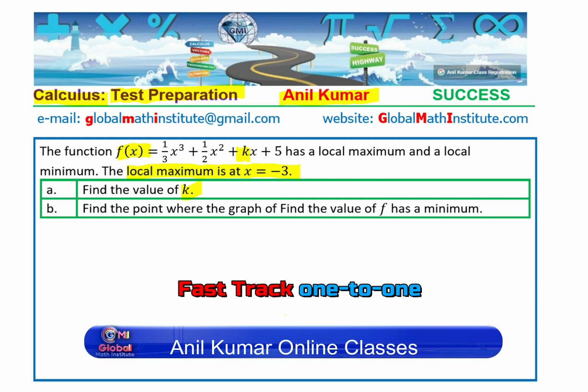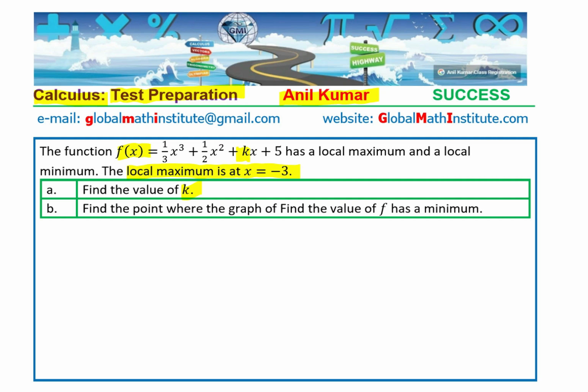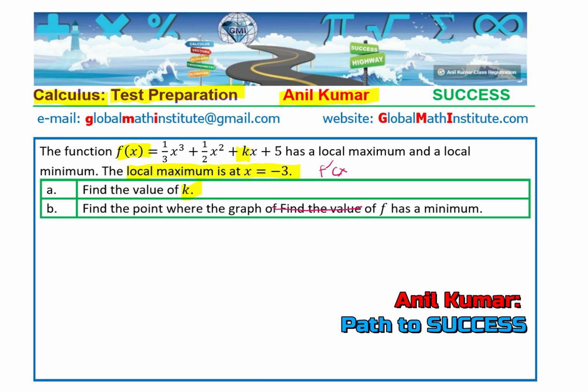Right, so let's change this. So find the point where the graph of f has a minimum. Right, so we are given the maximum, so that's the second thing which we need to find. So let's try to work on it. Basic concept is that at maximum or at minimum, the derivative should be what? The derivative should be 0. Right? So first thing is we need to find the derivative.